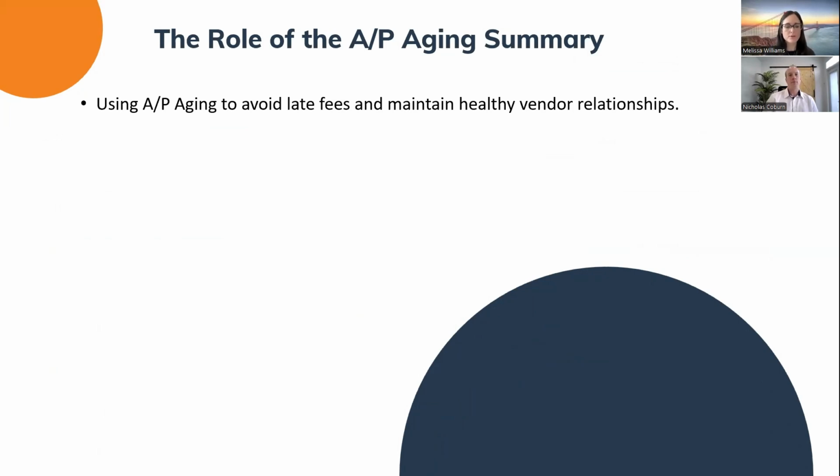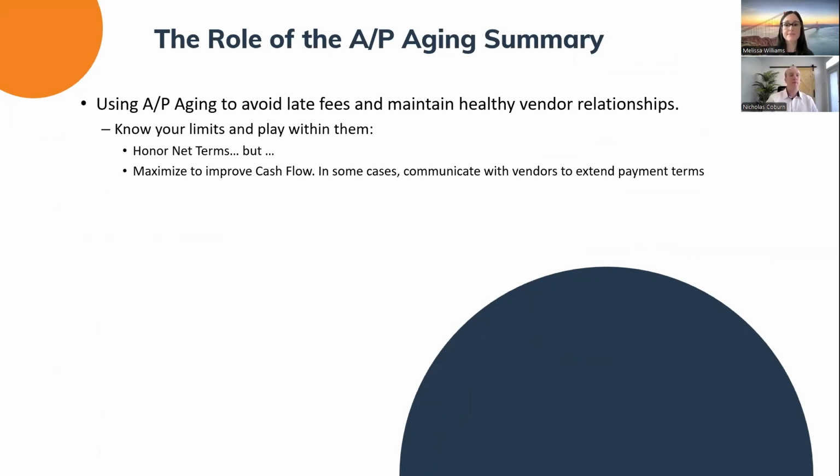But let's jump on over to accounts payable. How can businesses use data from the accounts payable report to avoid late fees and maintain healthy vendor relationships? Yeah, so it's pretty well a complete opposite of accounts receivable, but it's the same thing. You want to know your limits and play within them. You want to honor your terms for sure, but you want to maximize to improve cash flow. So in some cases, communicate with vendors if you need to extend the 30 days.